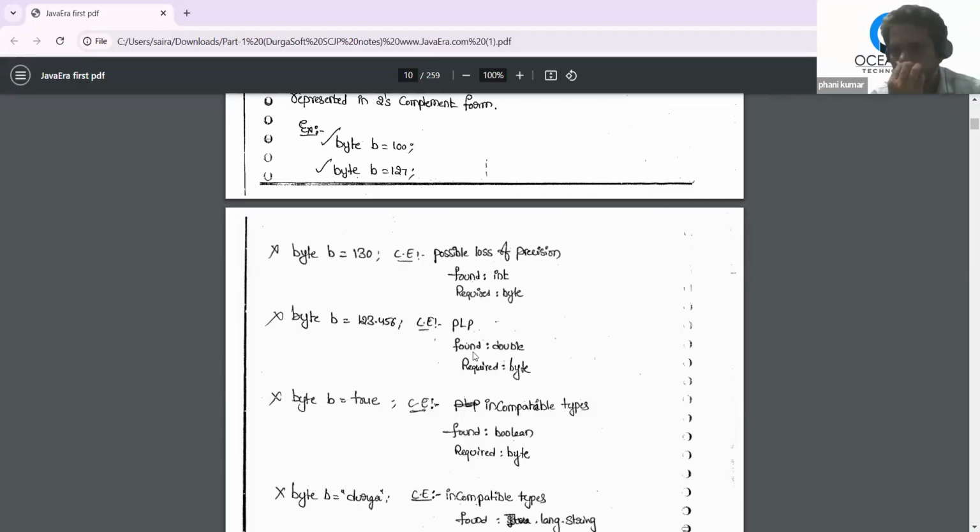Both are numbers, but one is numeric and the second one is float. Clear? Again here I found a double and the required type is byte. So first clearly understand the error given by the system. Right. And the third one, byte b equal to true.